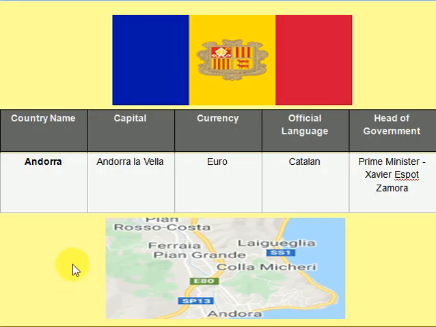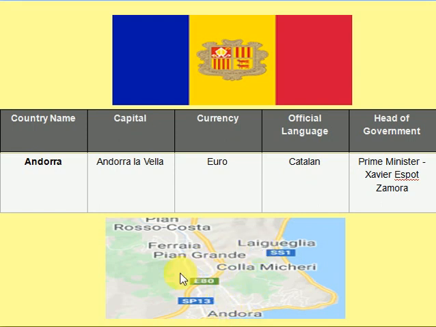Now let us discuss Andorra. Capital is Andorra la Vella. Currency is euro over here. Official language Catalan, and Prime Minister Xavier Espot. Here is the geographical location of Andorra.